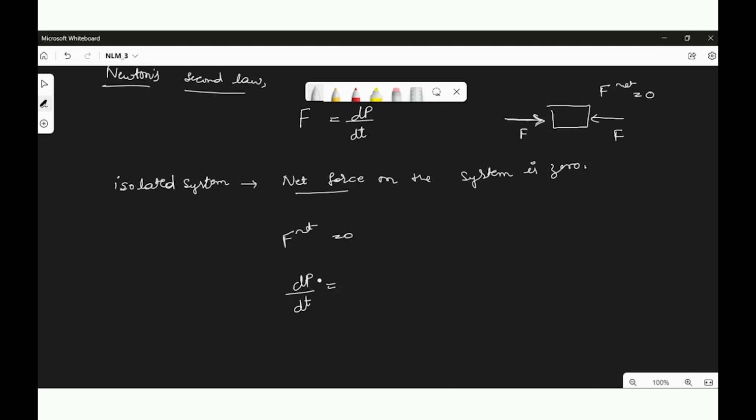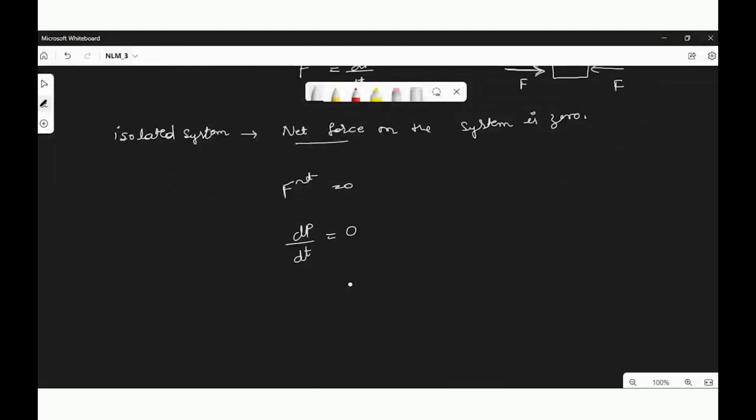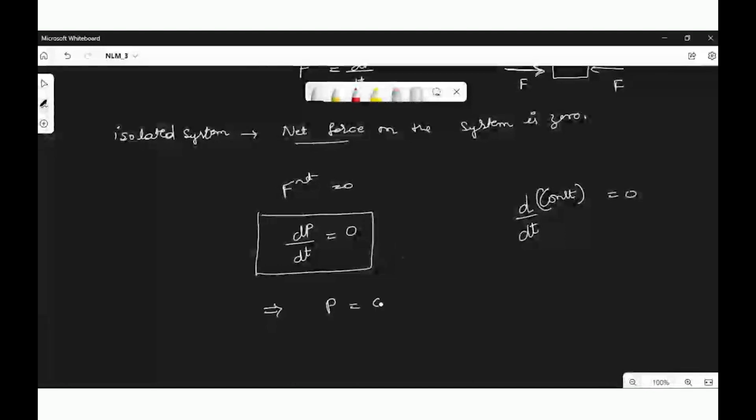Yeah, that is true. But now we are looking in a different way. So what I can do, dP by dt equal to 0. Correct? Now, we will use our knowledge of mathematics. When can the differentiation of a constant function be 0? D by dt of some constant, that only becomes 0. So I can say my momentum is constant.